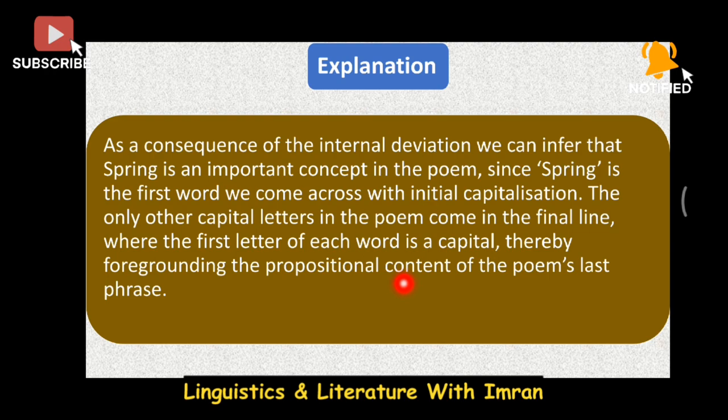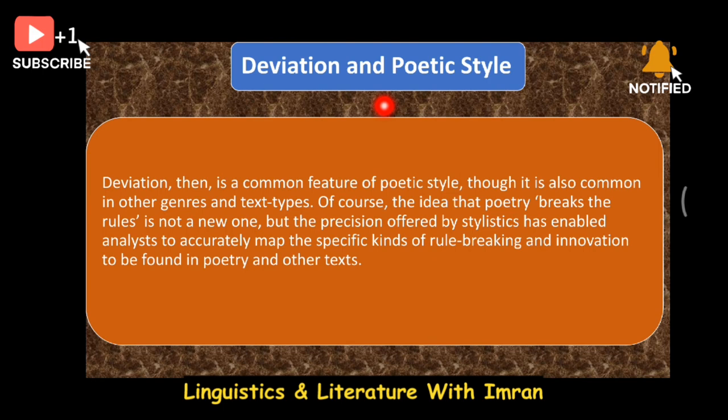Deviation and poetic style. Deviation then is a common feature of poetic style. It means that deviation is most frequently found in poetry, though it is also common in other genres and text types. Of course, the idea that poetry breaks the rules is not a new one. In the past also, we said that poets have a license called poetic license, and they break the rules. It's not a new one, but still we can say that deviation we most often find in poetry.